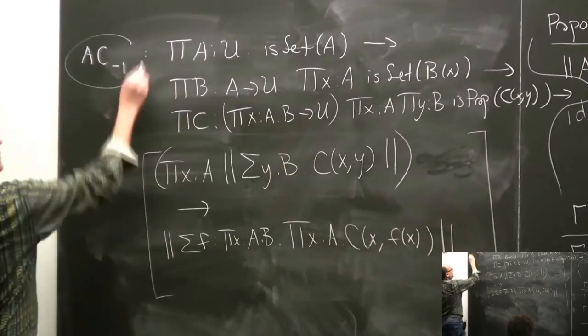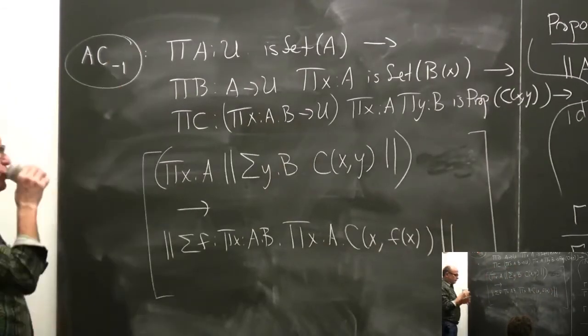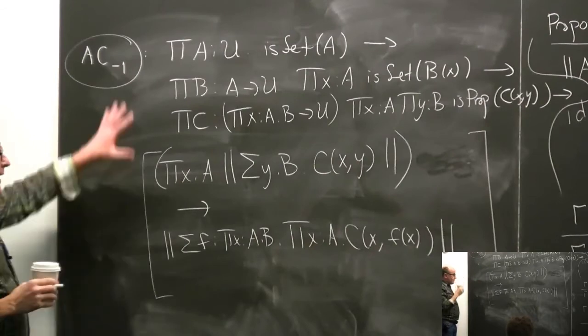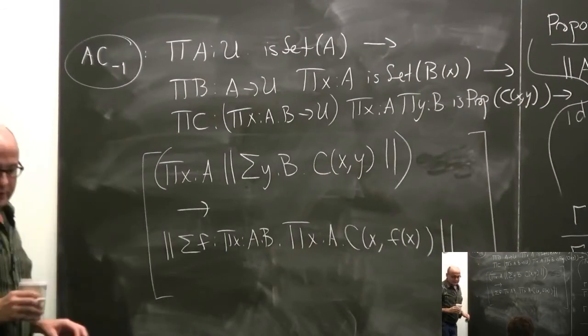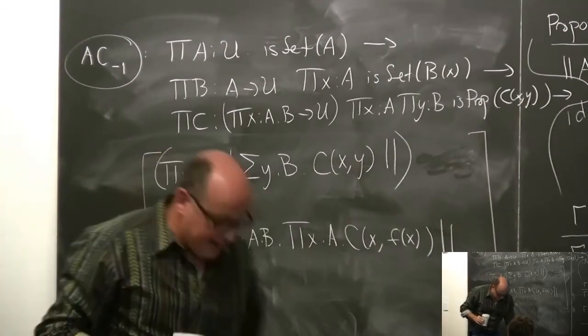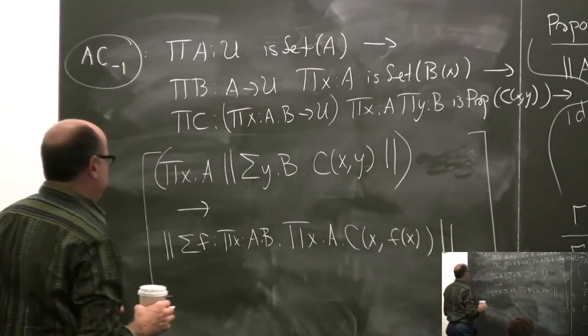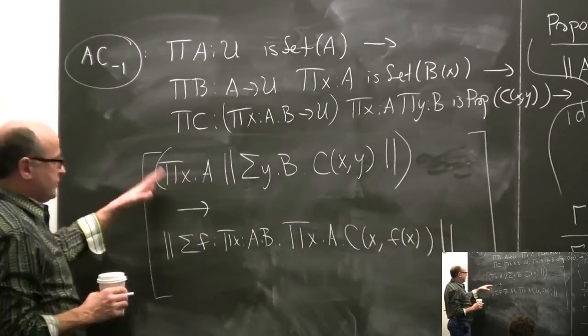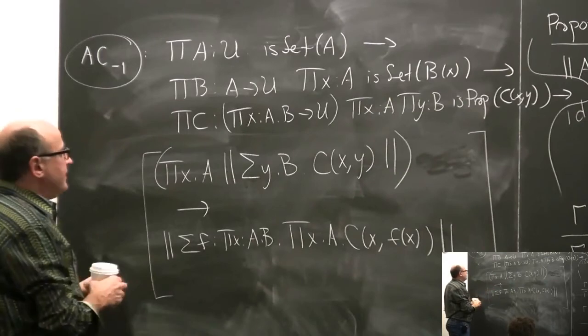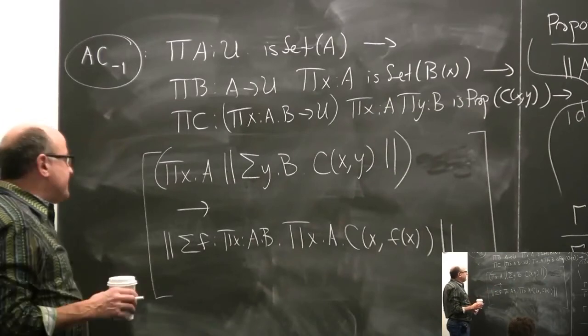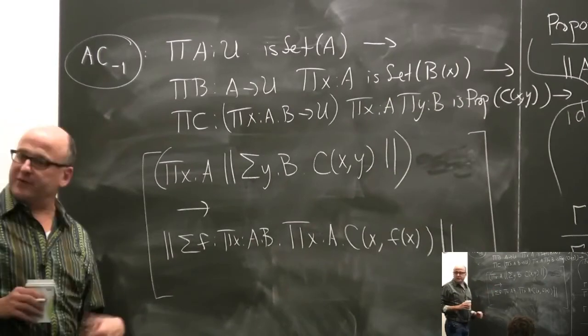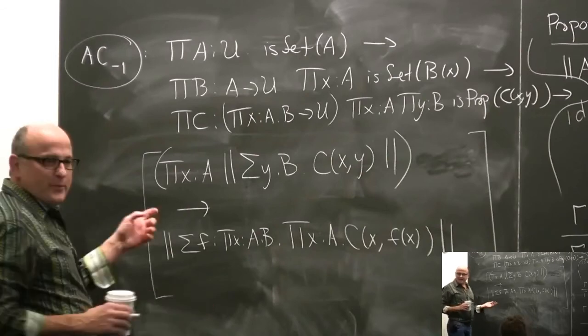This is called AC minus 1. And this is not a theorem. This is not going to be something we can prove, okay? And so I'm going to say something about this. Okay, so let's do that. But first of all, let's look. So this, you might say, expresses the axiom of choice you were thinking of, okay?